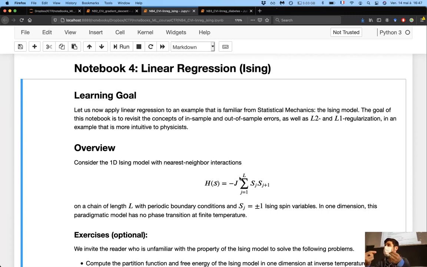You don't know the system, you don't know the energy function. I give you samples generated according to this system, random configurations and the associated energies, and you want to infer what the system is. So it's an inverse problem.